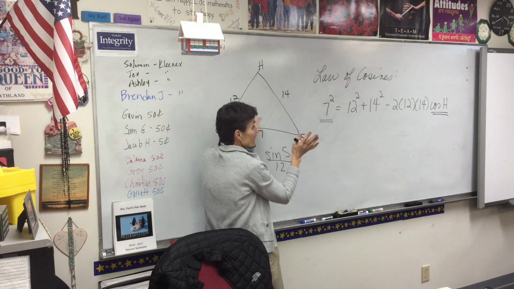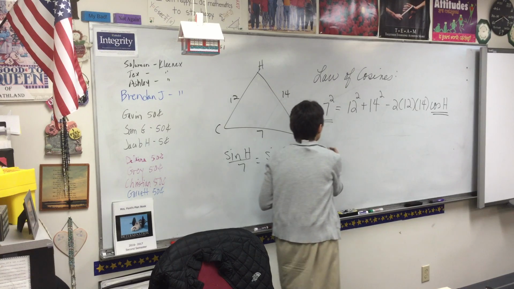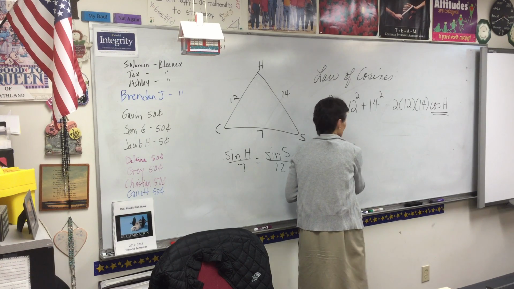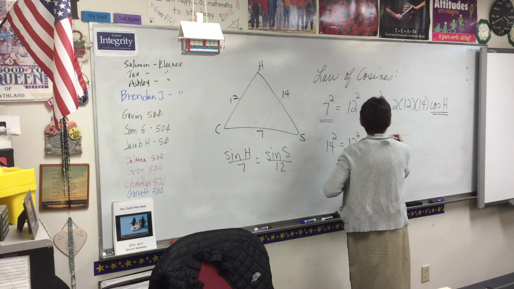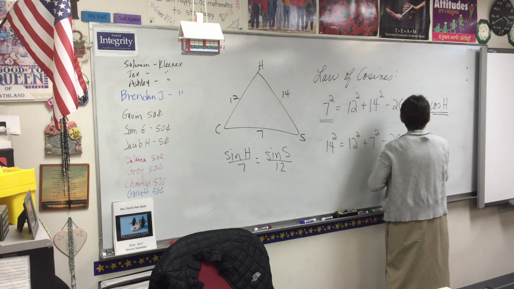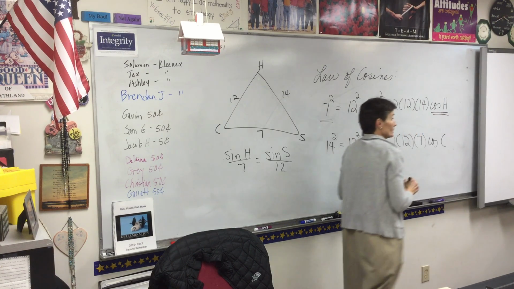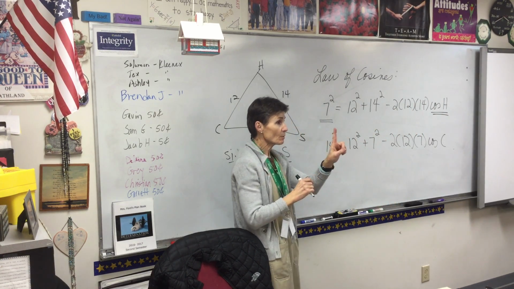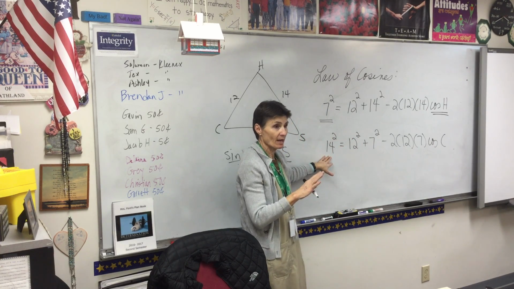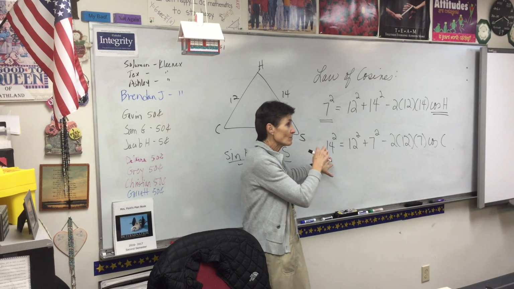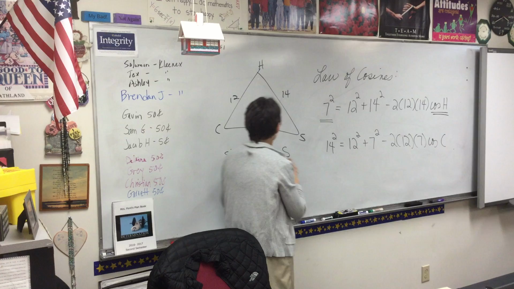So I just picked H, but what if I picked C? Well, then it would be 14 squared equals 12 squared plus 7 squared minus 2 times 12 times 7 times cosine C. So first thing we notice is there's one side that's over here by itself. Whatever that side is, that's the angle in the problem.